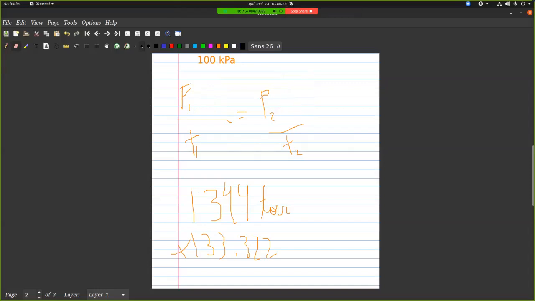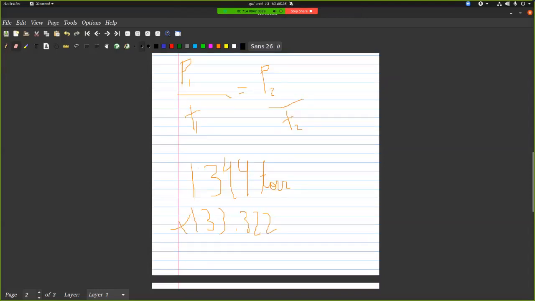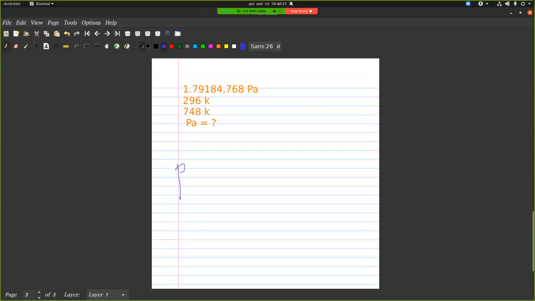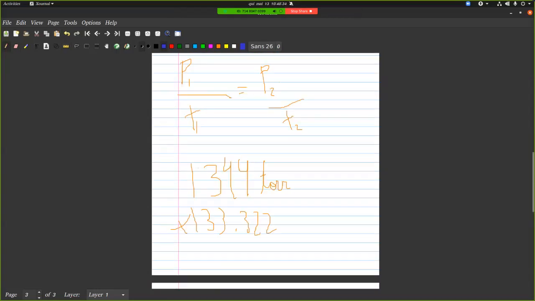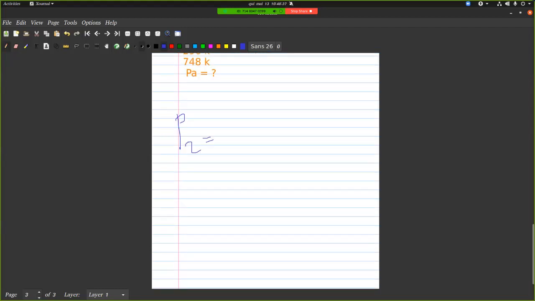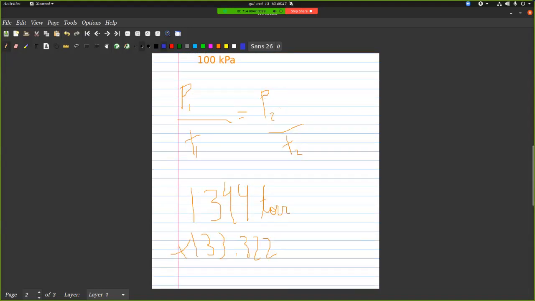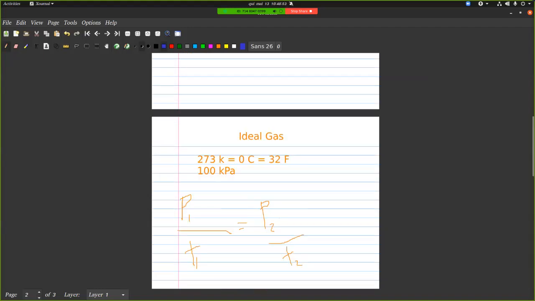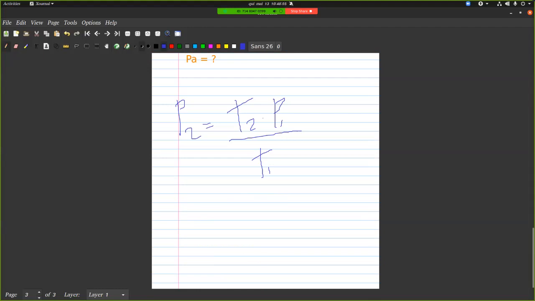So P1 over T1 is equal to P2 over T2. We want to find out P2. So P2 is equal to T2 times P1 over T1. You see? Bam. P2 should actually be on this side, but it doesn't matter. Same thing.